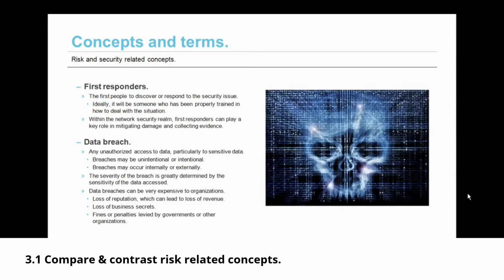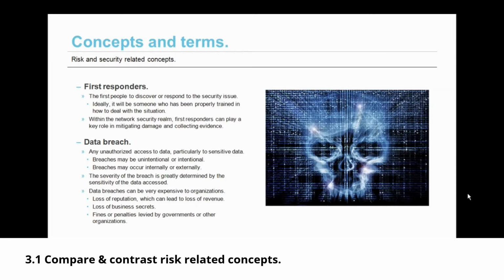Then there's the concept of a data breach, which is any unauthorized access to data, particularly to sensitive data. Breaches may be unintentional or intentional. They may also occur from inside the network, so internally, or they may originate from an external source, so they may come from outside of your network. The severity of the breach is greatly determined by the sensitivity and the quantity of the data that's been accessed.